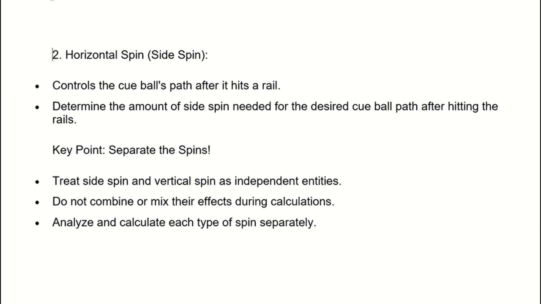Horizontal spin or side spin controls the cue ball's path after it hits a rail. Determine the amount of side spin needed for the desired cue ball path after hitting the rails.